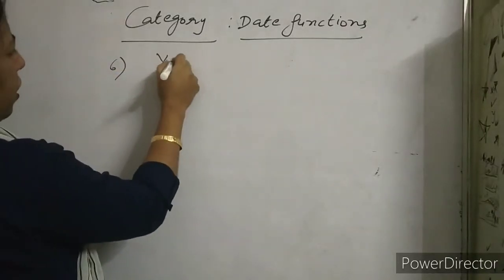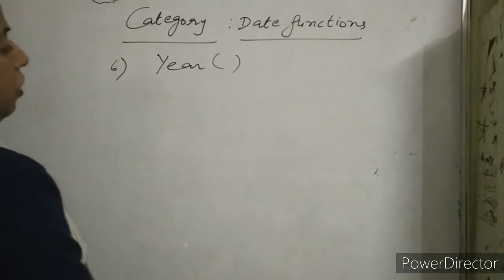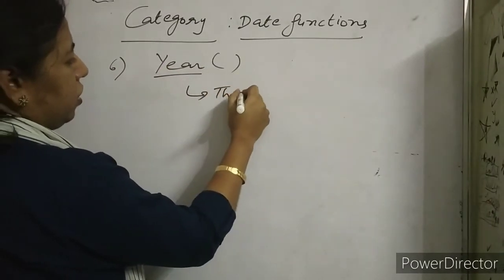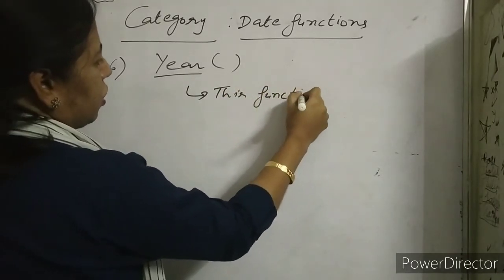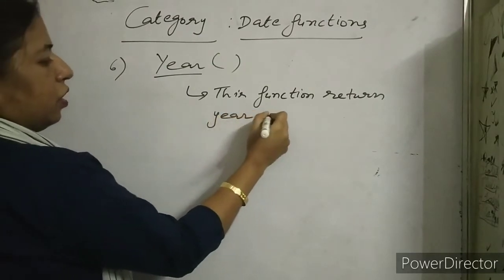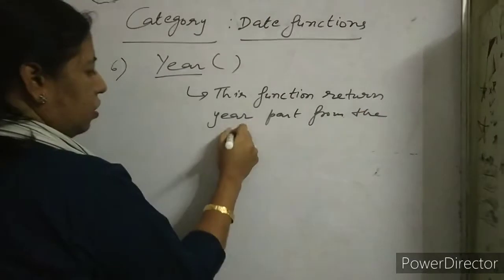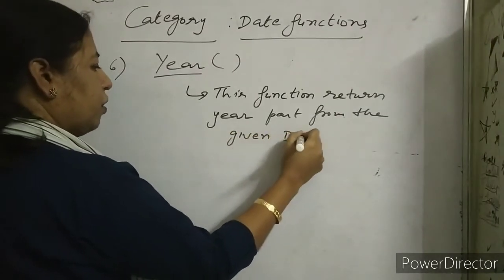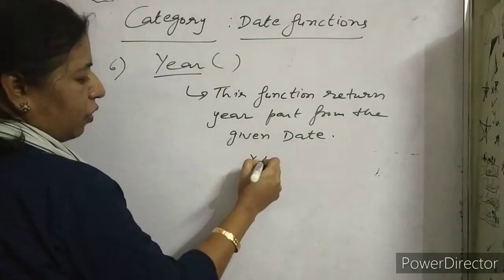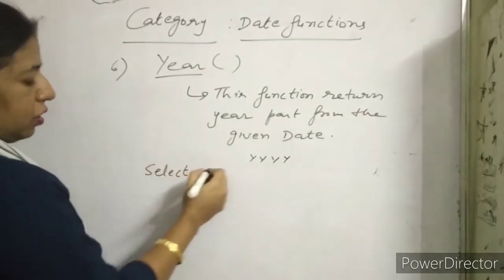Multiple functions you can cover up in this field. Year function. What does this function return? This function returns the year part from the given date, in the format YYYY. Clear? Select. What is the syntax?